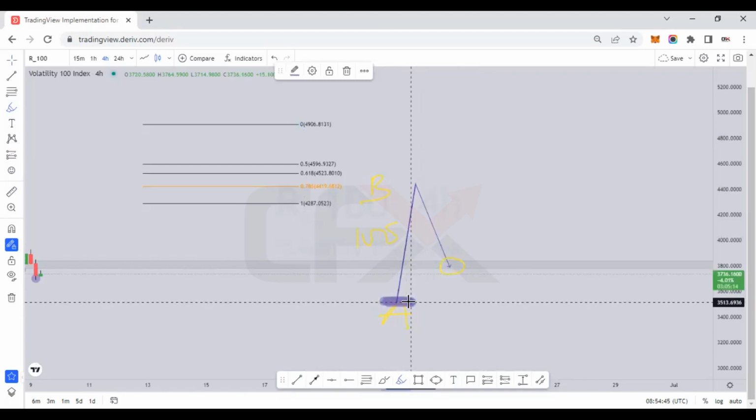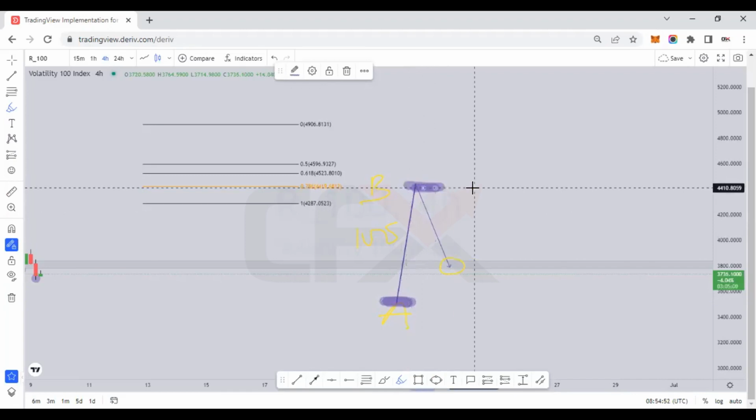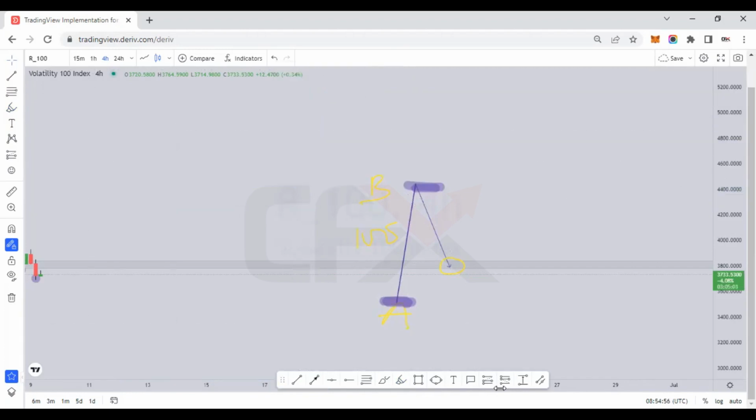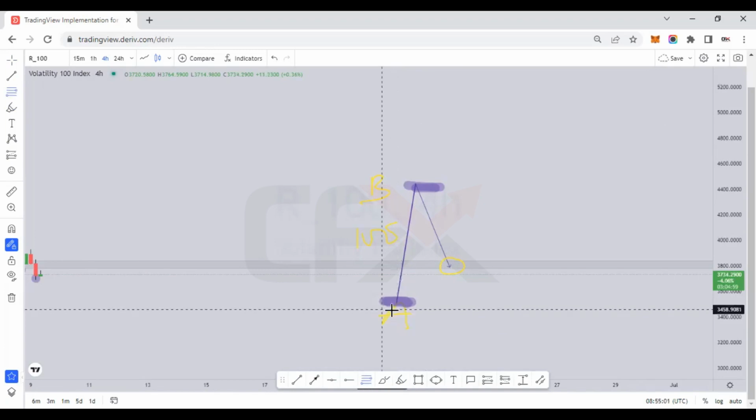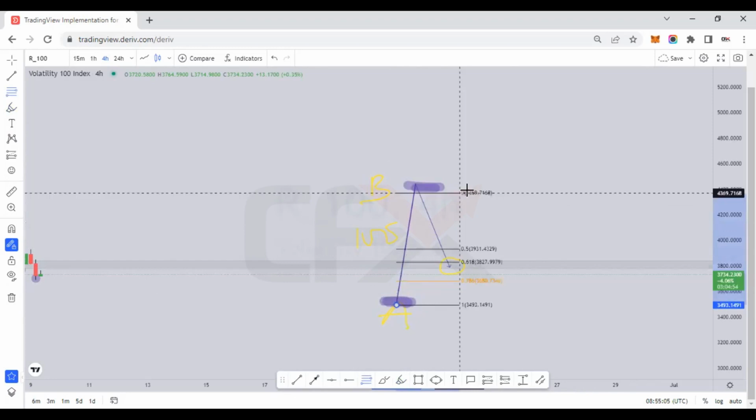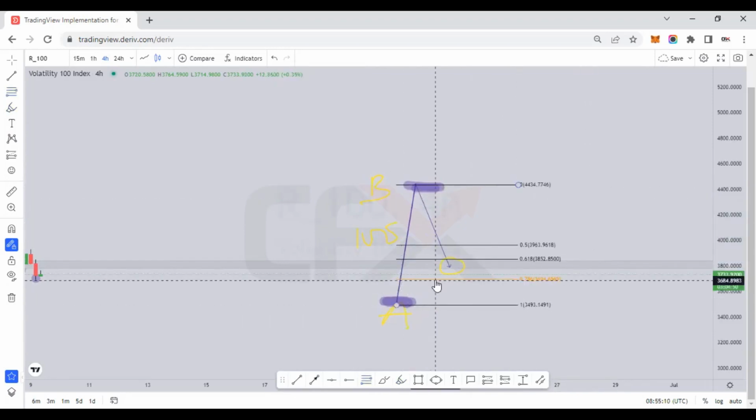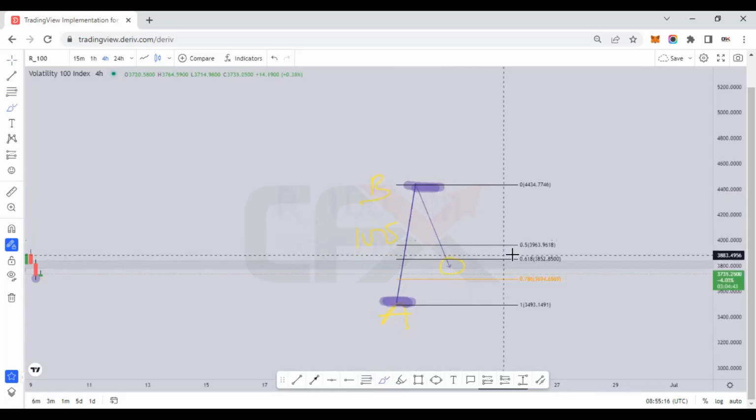You start from point A, where the move started from, and you end at point B, where the move ended. So you take your Fibonacci, then you measure: you click once at point A, you extend it all the way to point B, then you click again. That is how you use the Fibonacci. So point A to point B, then it's going to give you all the percentages that you have.